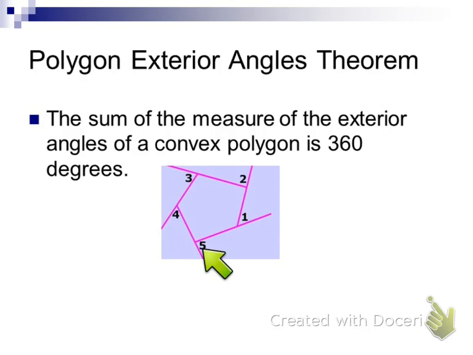All of those added together, the sum of the measure of the exterior angles is always 360. No matter how many sides you have, no matter what your n is, all those exterior angles will add to 360. So that's why I said these are a little bit easier. You don't need to do any n minus 2 times anything. Always adds to 360.